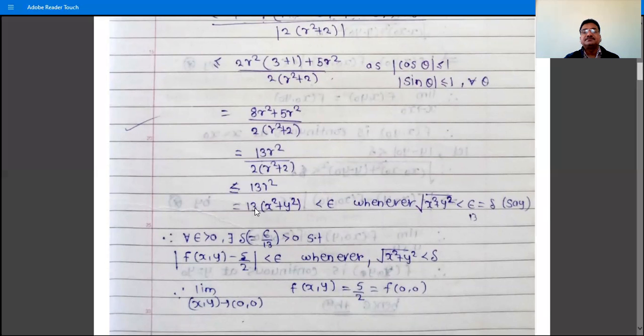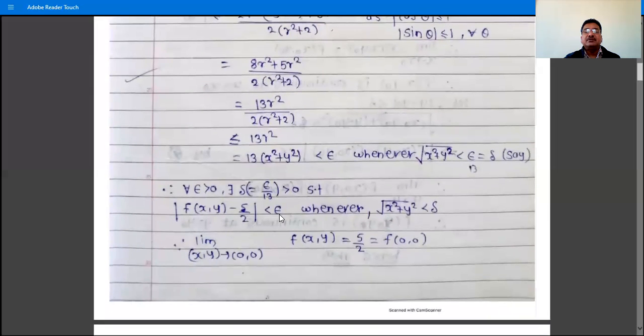This is the adjustment. Then r square is x square plus y square, and it is less than epsilon whenever root x square plus y square is less than epsilon by 13, and take it as delta. So for every epsilon greater than 0, there is a delta, epsilon by 13 greater than 0, such that mod f(x,y) minus 5 by 2 is less than epsilon whenever root x square plus y square is less than delta. And therefore the limit as (x,y) tends to (0,0) of f(x,y) is 5 by 2, and it is equal to f of (0,0).